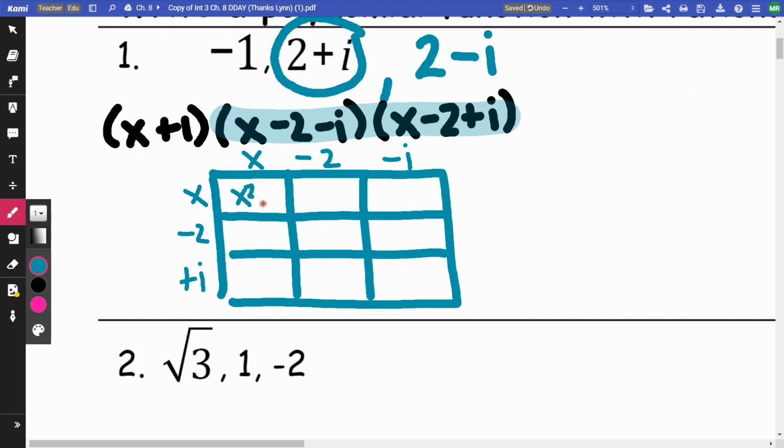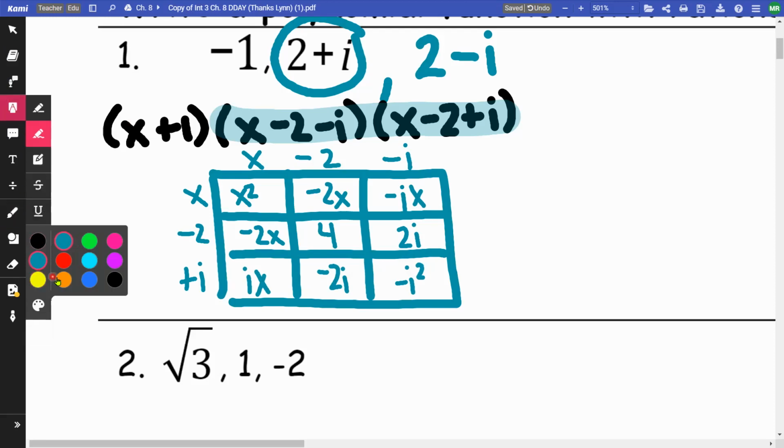So this box, I'm going to get x squared, -2x, negative ix, -2x, positive 4, positive 2i. Here I'm going to get i times x, so ix, -2i. And here I'm going to get a negative i squared. Now, what happens is when I'm doing this, this negative ix and this positive ix are going to cancel out. And this positive 2i and this negative 2i are going to cancel out.